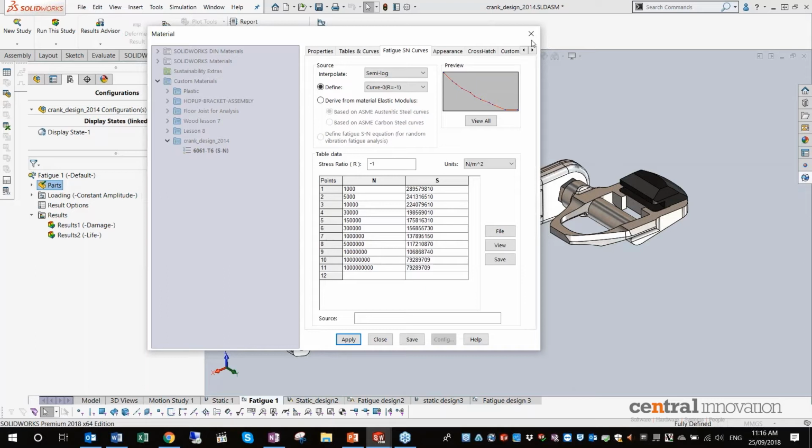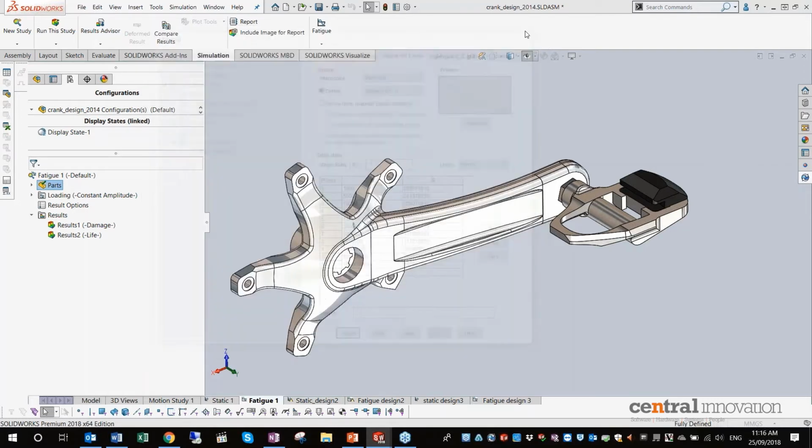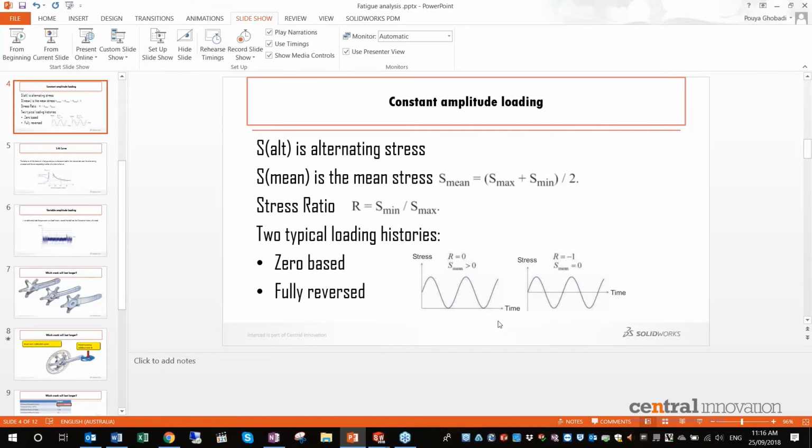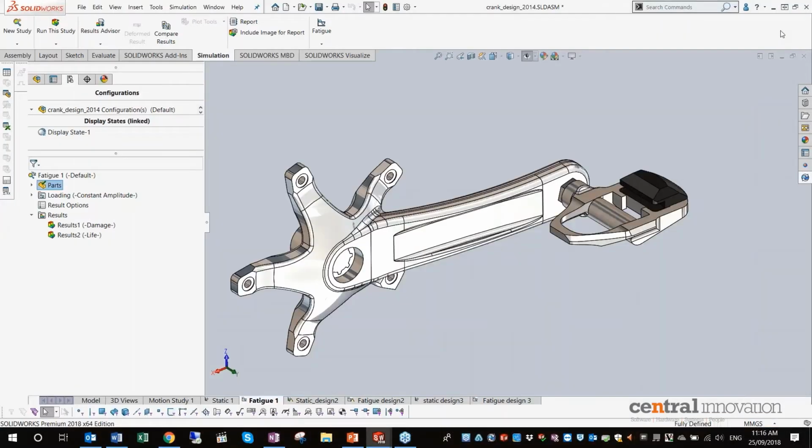When you define your SN curve, this information is not stored in the database of materials in SOLIDWORKS. You have to insert it yourself for most of the materials. After inserting the SN curve, you have to define a loading event for the material. Do you remember those loading events? Fully reversible. Let me show it on these slides. These two, zero based and fully reversible. This is basically what you have to define as an event within your simulation.